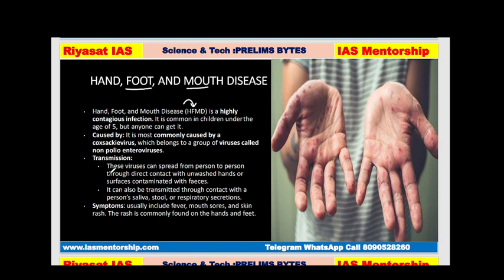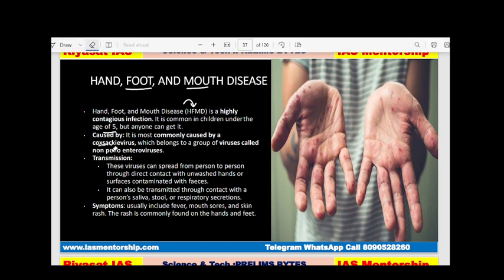Acronym HFMD. It is a highly contagious infection. Again, it is common in children under the age of 5. How is it caused? By a virus named Coxsackie virus. You can see here the Coxsackie virus. This virus is responsible for causing hand, foot, and mouth disease. Okay, and this Coxsackie virus belongs to the non-polio enteroviruses.